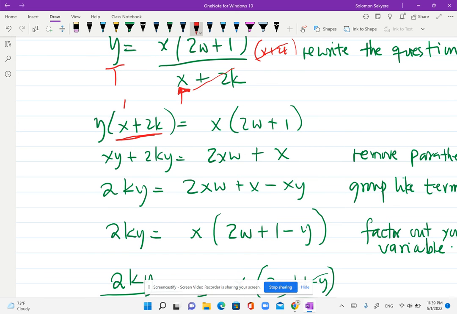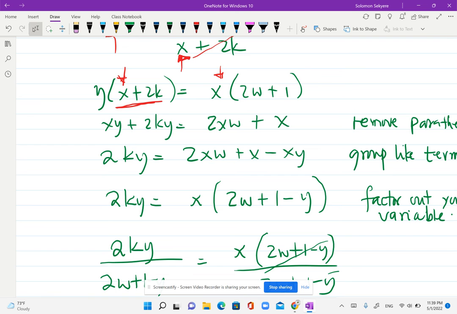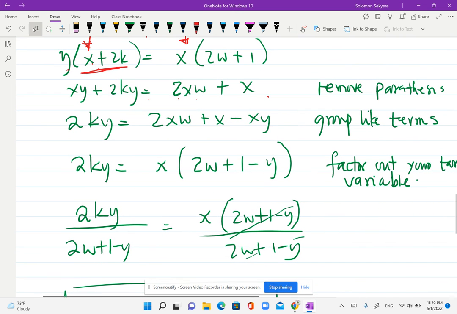Mark our target variable. One is there, one is over here. What are we going to do? We need to expand. So xy plus 2ky is equal to 2xw plus x. All right. So mark our target variable. We have one there, one there, one there. We need to group all of them. So what did I do? I moved the xy to the right side. So I subtracted xy from both sides, and I'll be left with 2ky equals 2xw plus x minus xy. This is what I have.